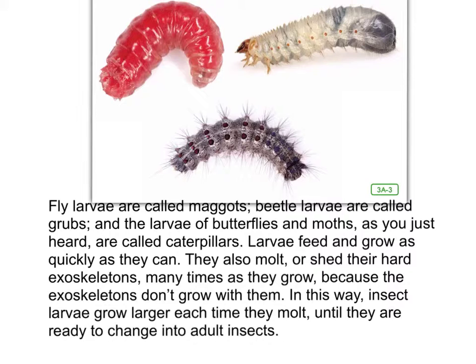Larvae feed and grow as quickly as they can. They also molt or shed their hard exoskeletons many times as they grow, because the exoskeletons don't grow with them. And this way, insect larvae grow larger each time they molt, until they are ready to change into adult insects.